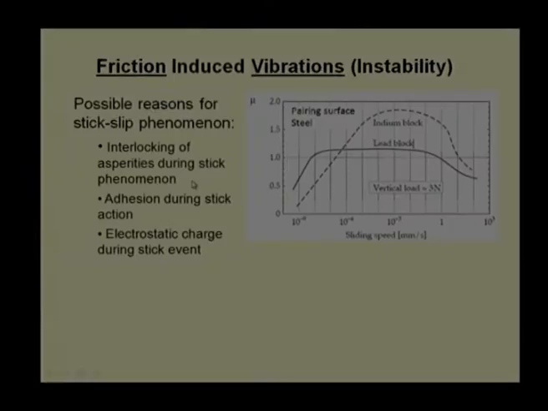Now, why does this kind of phenomenon really happen? A couple of hypotheses say that it is the interlocking of asperities during the stick-slip phenomenon. If the operating speed is low, what will happen? We push the block, and asperities are in contact. After some resistance, the block will start sliding. It will climb up on some asperities, but after that it will come down, and then there will be a lesser coefficient of friction. Then again some asperities will come, it will climb up, and the coefficient of friction will vary again.